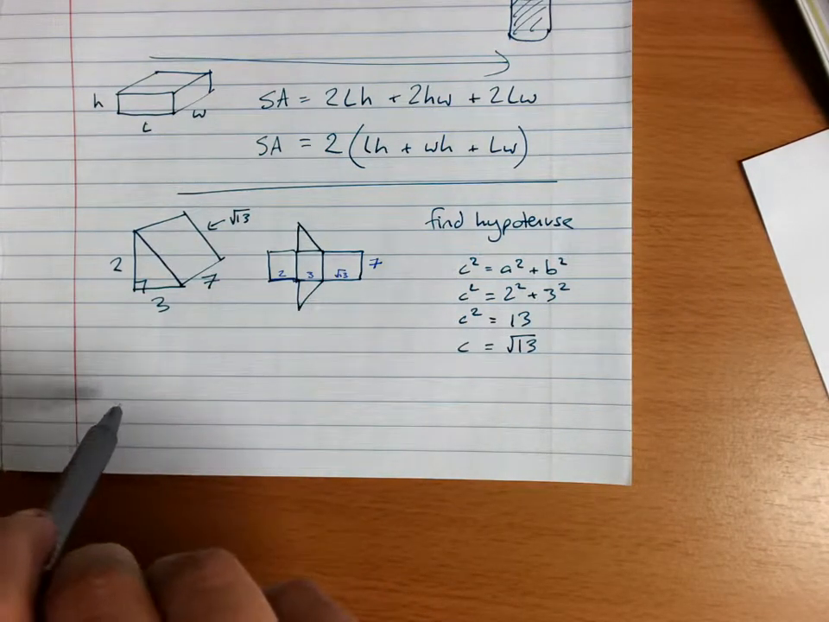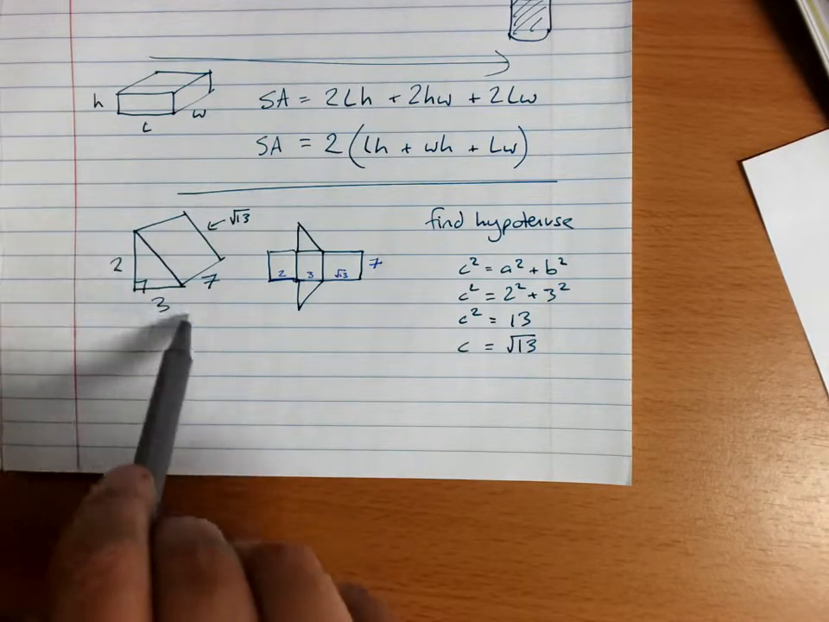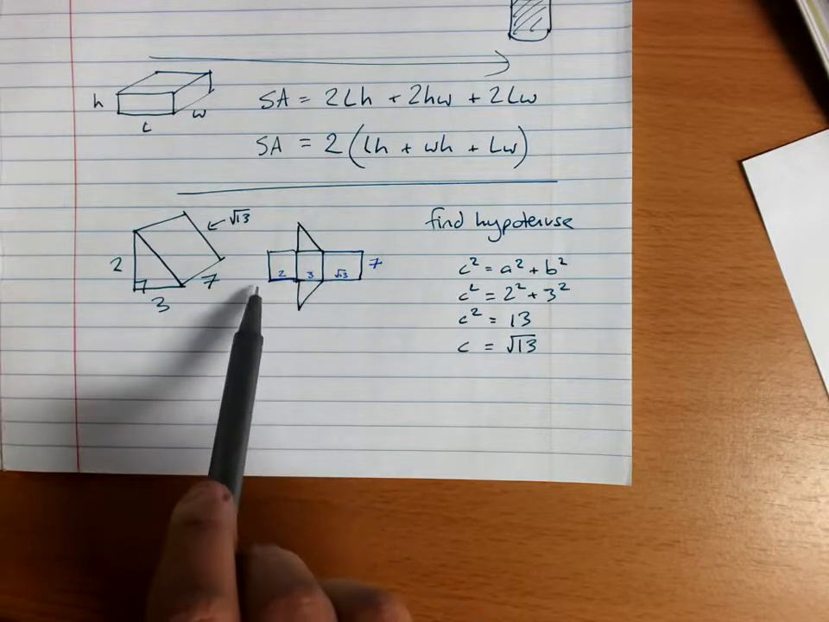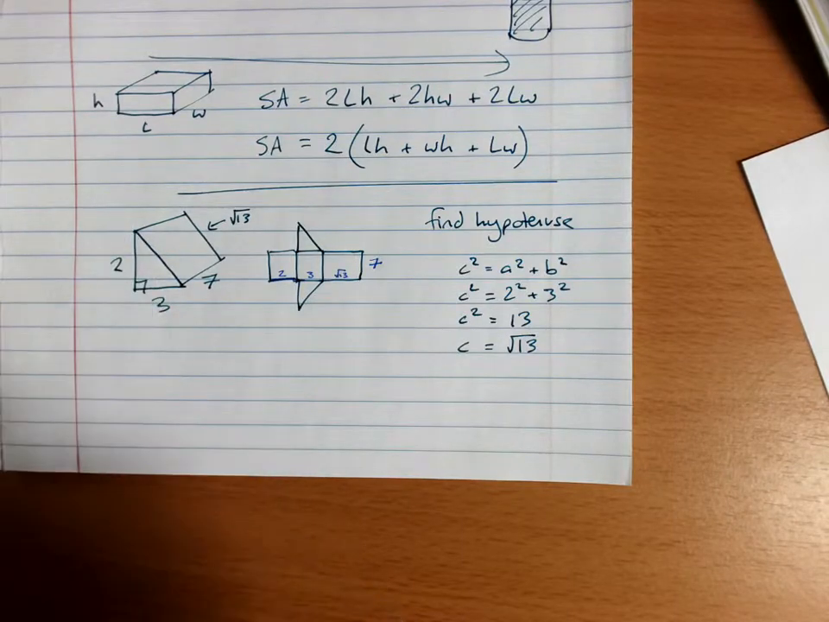Yes, it's 5 plus the square root of 13, but what is that for this triangle? Surface area. I added up 2 plus 3 plus the square root of 13. It's the perimeter of that triangle.